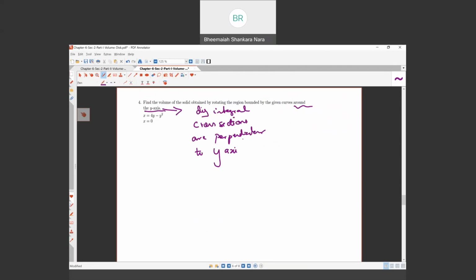You're also given the two curves, so let's try to draw them. The first one is a parabola, and the second one is a straight line, which is exactly your y-axis. So let's draw this parabolic curve. x equal to 4y minus y square. This is the curve which passes through the origin.